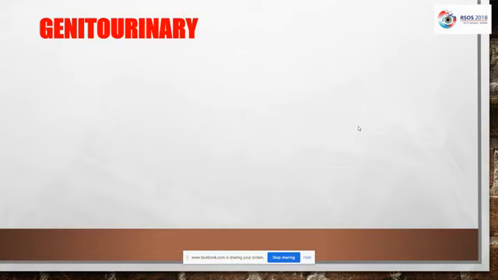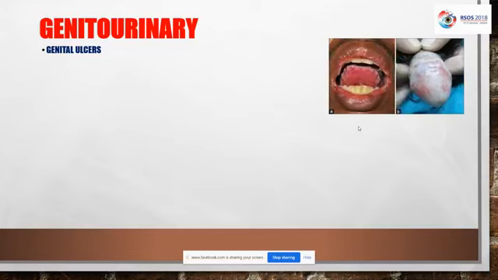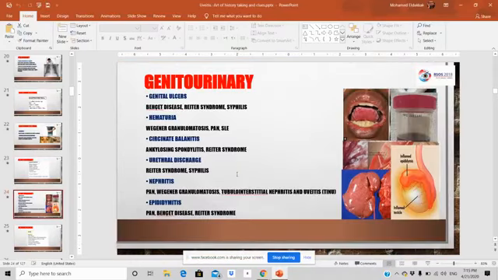So the genitourinary symptoms also are very important, as you mentioned. So if you have a history of genital ulcers, you need to exclude Behçet disease.